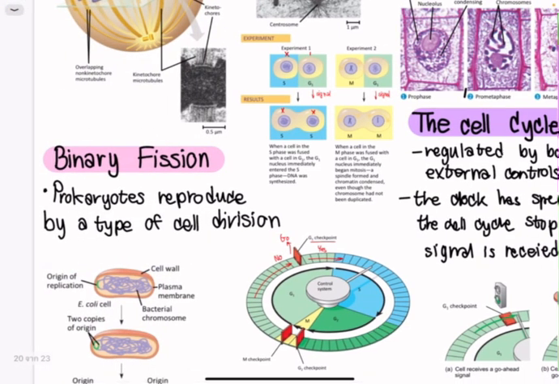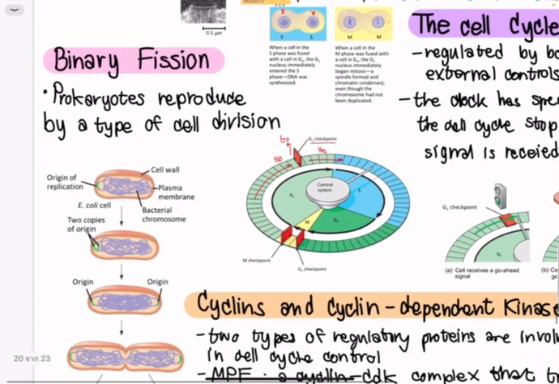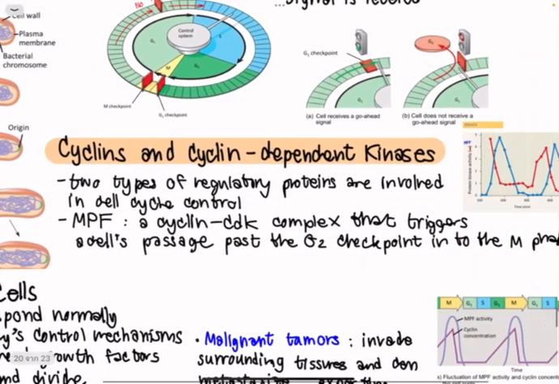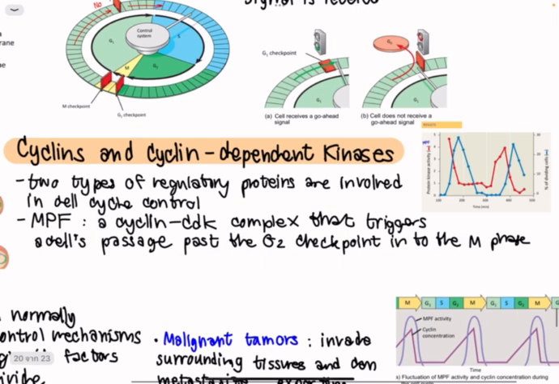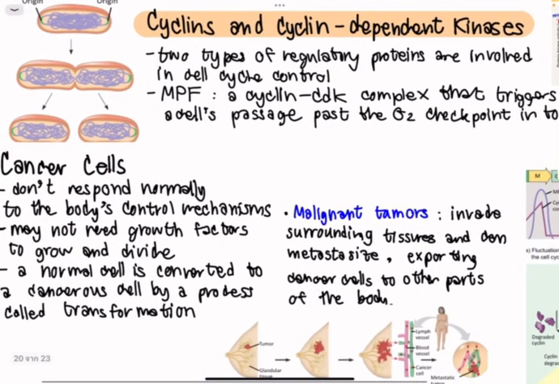Binary fission is how prokaryotes reproduce, a type of cell division. Cyclin and cyclin-dependent kinase are two types of regulatory proteins involved in cell cycle control. MPF, a cyclin-CDK complex, triggers a cell's passage past the G2 checkpoint into M phase.